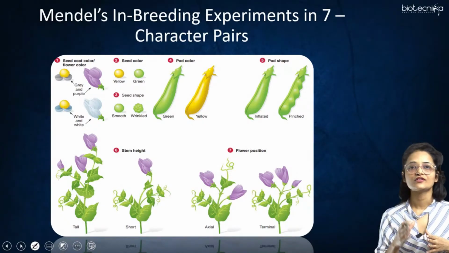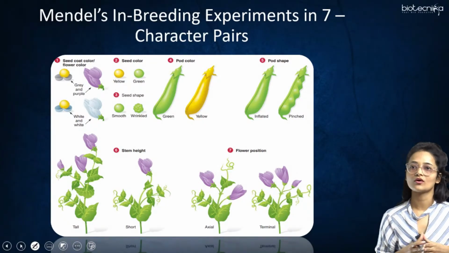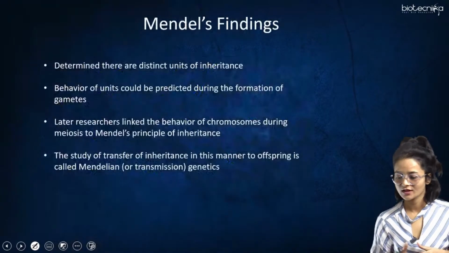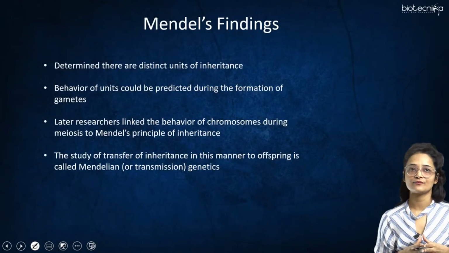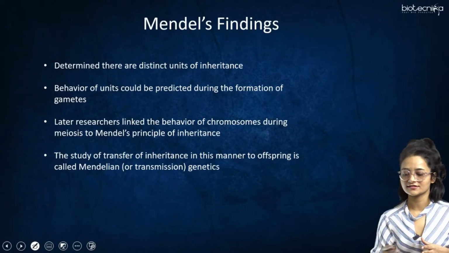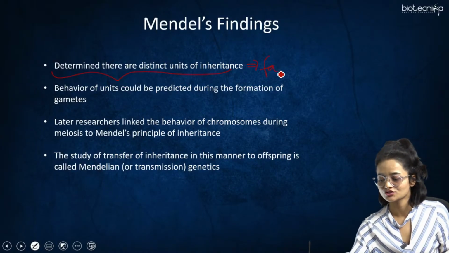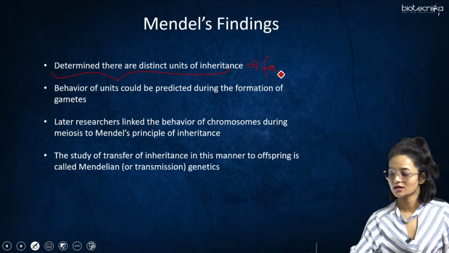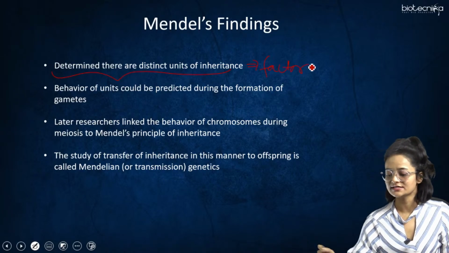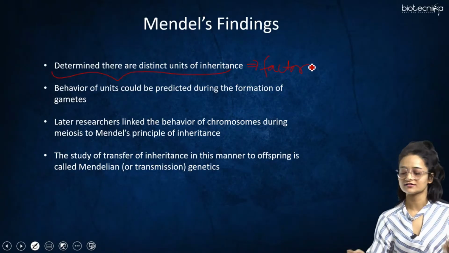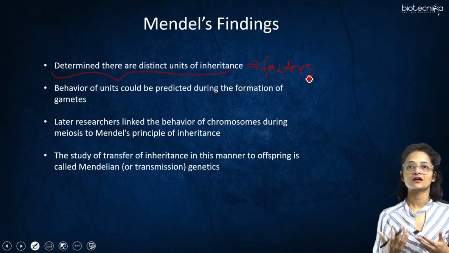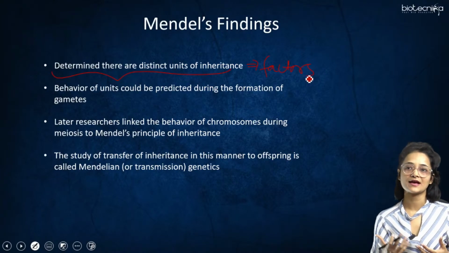Then comes the flower position. Either it was axial or it was terminal, right? Then the findings of Mendel. So he determined there are distinct units of inheritance, which he called factors. At that time, the term gene was not coined, right? So he called these units of inheritance factors. Later, the factors were given the name genes.